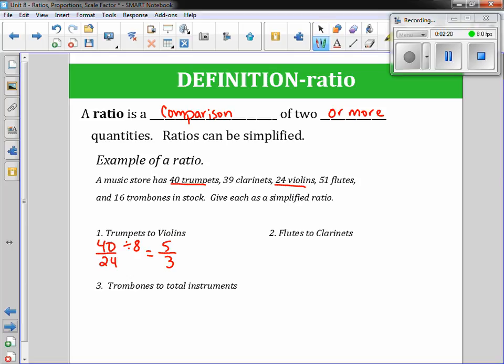When comparing flutes to clarinets, we write 51 to 39. When I divide both of these by 3, I get 17 to 13 as my simplified ratio. And lastly, we take a look at the number of trombones to the total number of instruments, which I am not given, so I need to add them all together to figure out that I have 170 instruments. So I can write 16 to 170, and I would divide both of them by 2 and get 8 to 85.